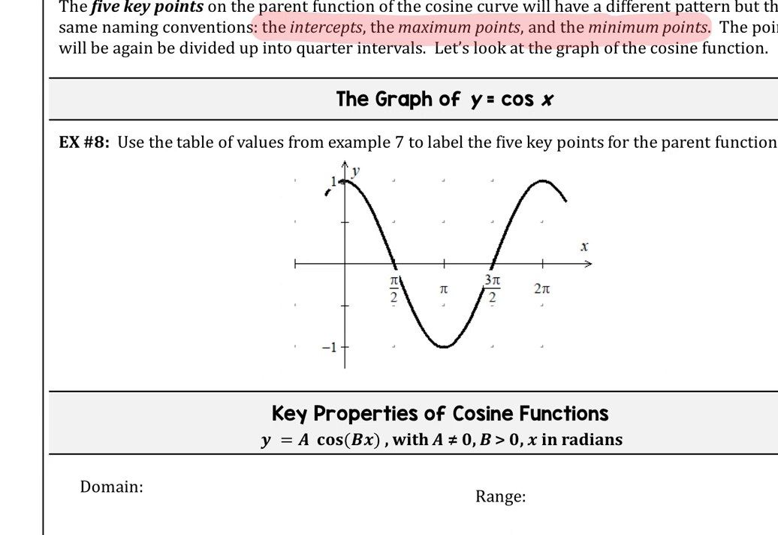That's the difference between cosine and sine. Cosine's going to begin here at (0, 1). We have an intercept at pi over 2, that's where it was 0, and then our minimum occurred at pi, just like this. And then back up, 3 pi over 2 was another intercept, and then 2 pi was our max again.